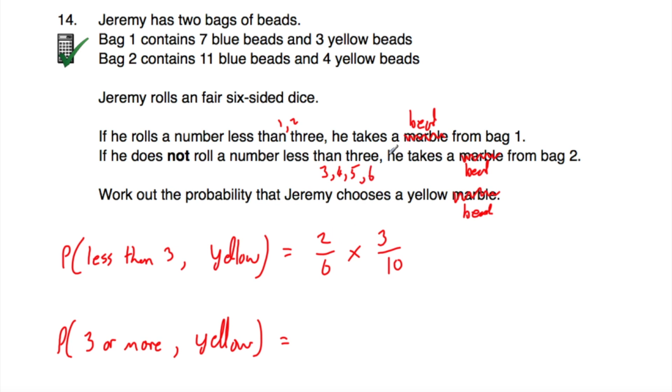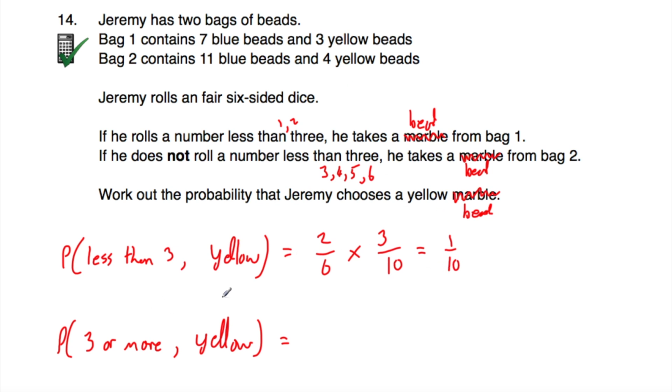And then if he does that, he goes to bag 1 and takes a bead out of that bag, and the probability that he gets a yellow will be 3/10, because it's 3 out of the 10. If we multiply those together, it's a calculator question, so let's do that. That would be equal to 1/10. So the probability of Jeremy rolling a number that's less than 3 and then getting a yellow bead from bag 1 would be 1/10.